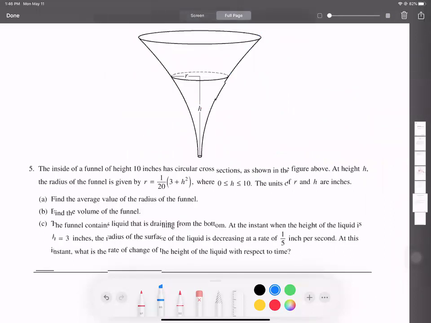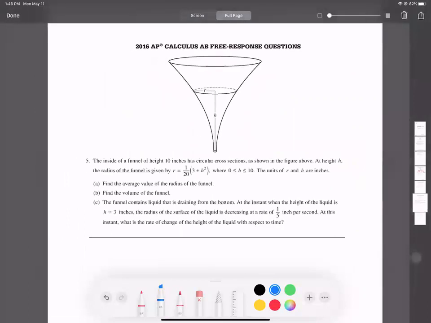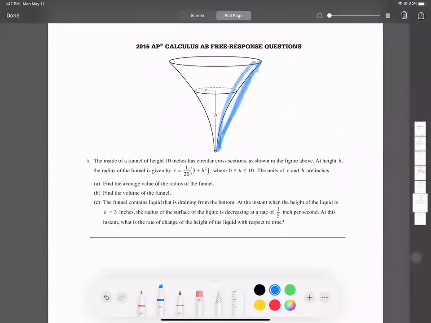Sure. So number 5 is one of these kind of cone problems, but it's not going to be specifically like a cone. It's a funnel, right? Because it's not straight, it's tapered. So you want to be careful about using your cone formula. And they give us this radius formula here, which we're going to use. So the inside of the funnel has a height of 10, so the whole thing is 10. It has a circular cross-section as shown in the figure above. At height h, the radius of the funnel is given by this equation.